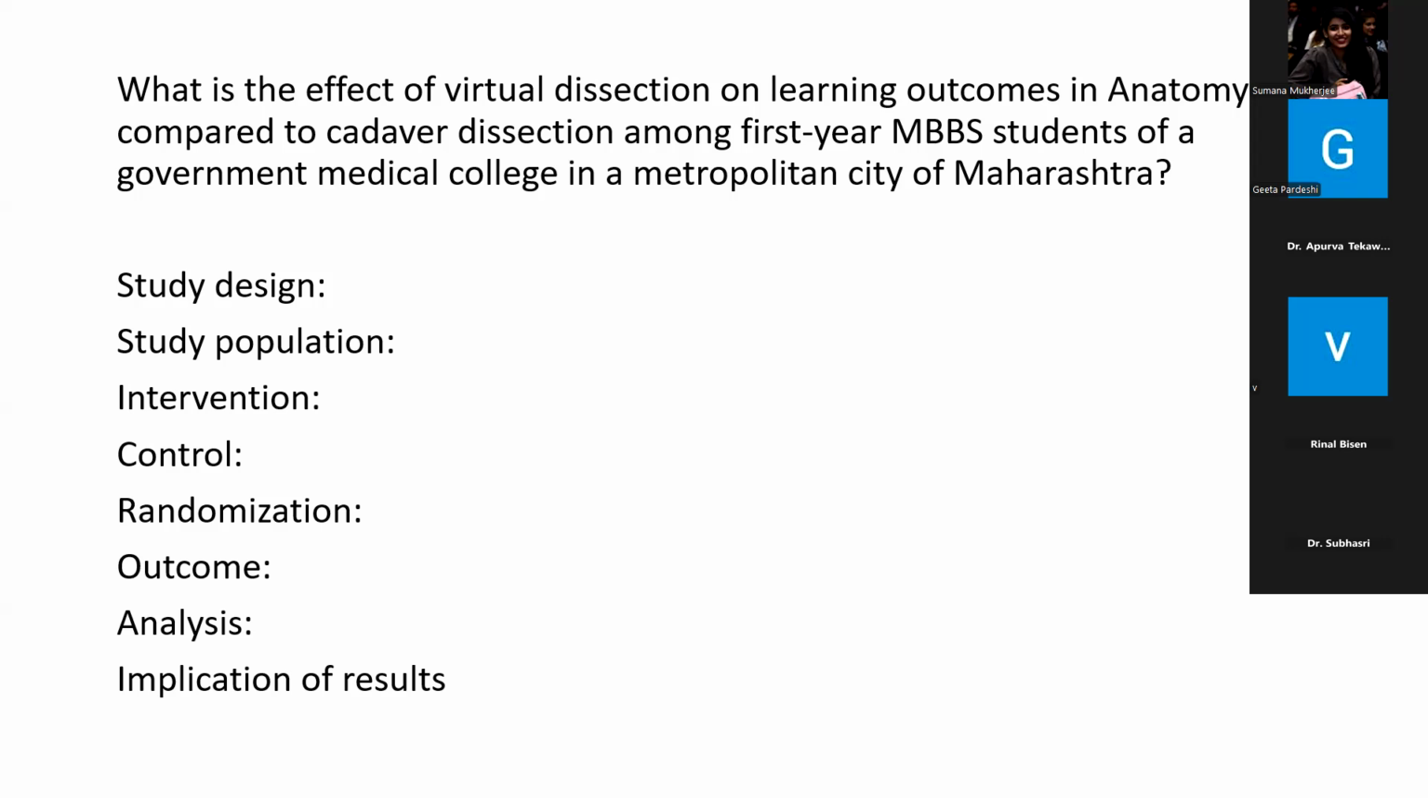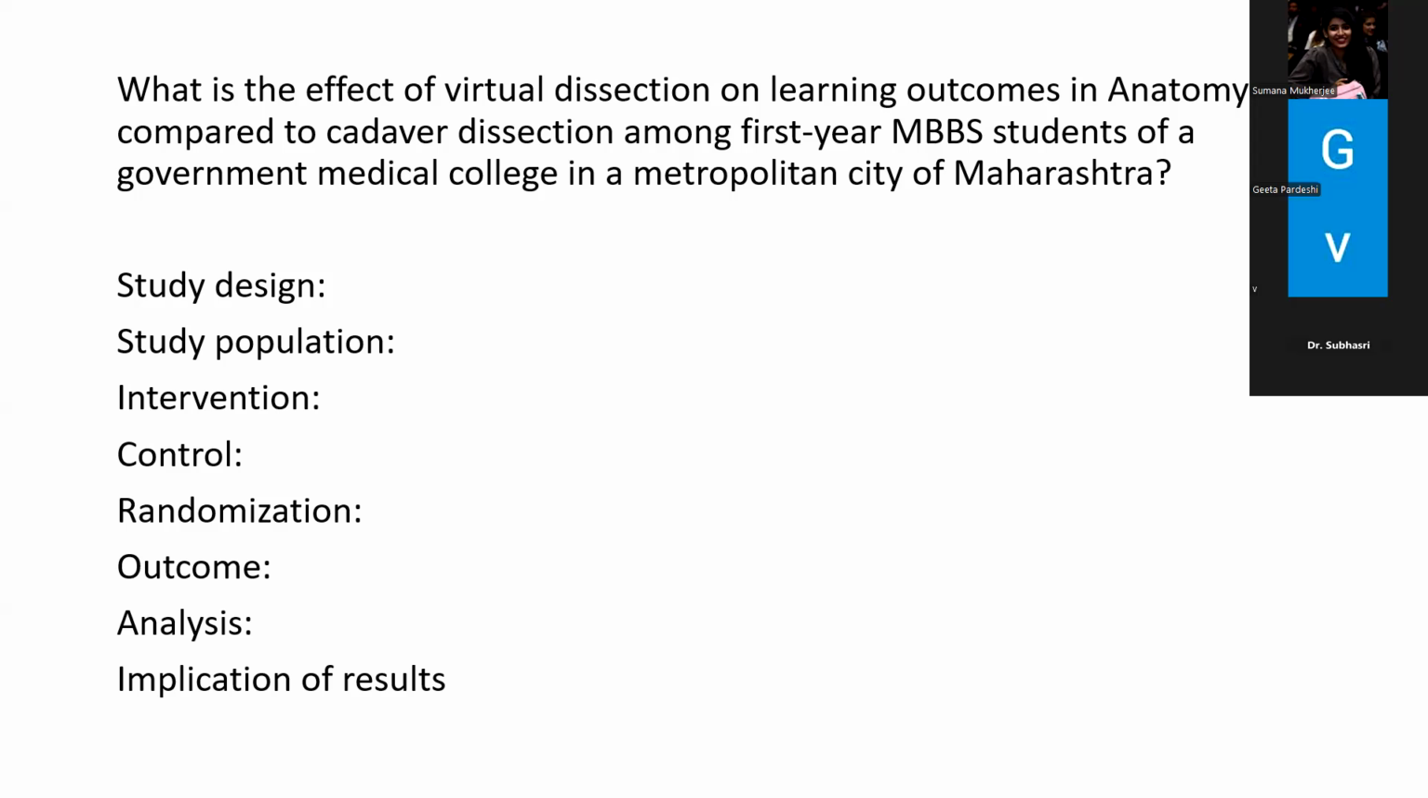You will randomly allocate the students either to the intervention or the control. The outcome would be the learning outcomes of these students, which you would assess either by a written test, an MCQ test, or a practical examination. And then you would do your analysis to find out whether the scores are different. So let us focus on the outcomes and the analysis, because these two are related to each other. What are the different kinds of outcomes you can think of in this study, which you want to compare between the two groups? When you want to compare between the two groups, what do you compare?